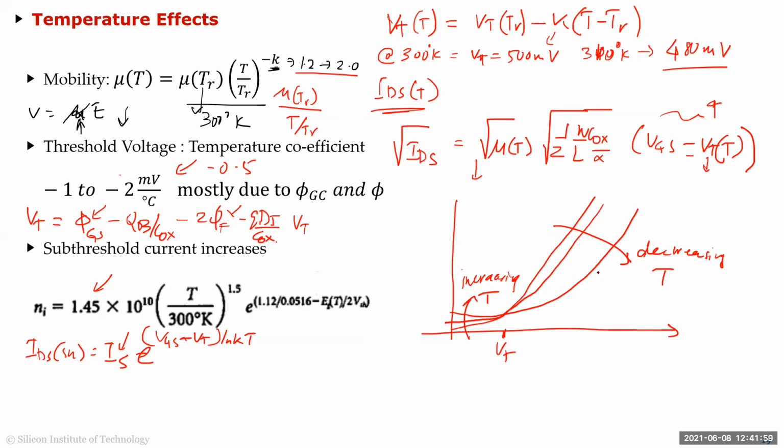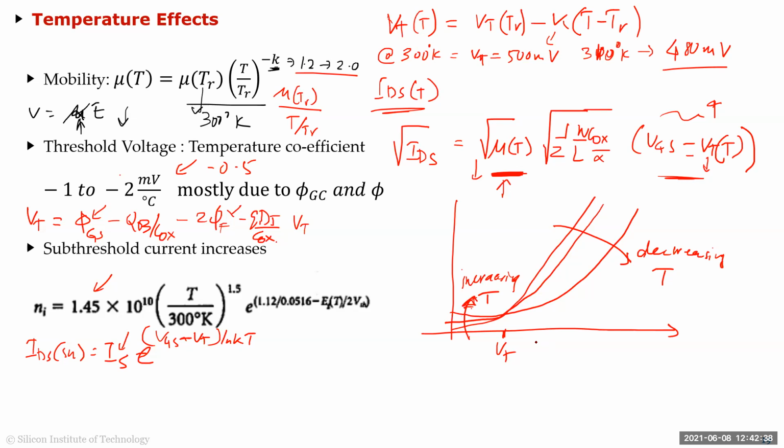So above VT, when it is well saturated, the mu is dominant. The VT decrease is not that prominent. Your mobility is actually dominating most of your current. Below VT, in subthreshold, the mobility is still a function of temperature, but your VGS minus VT has an exponential term here. It's because the VT term is more dominant at this temperature than the mu. And so you see it's increasing.